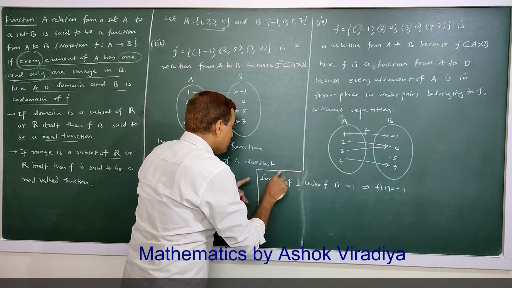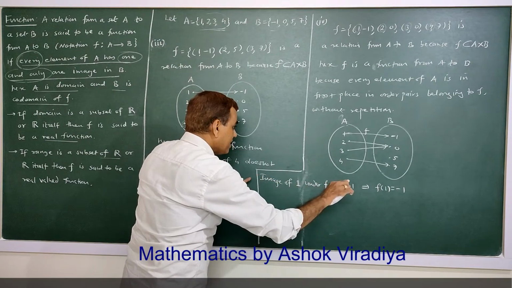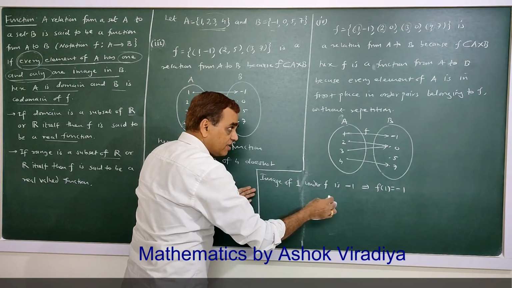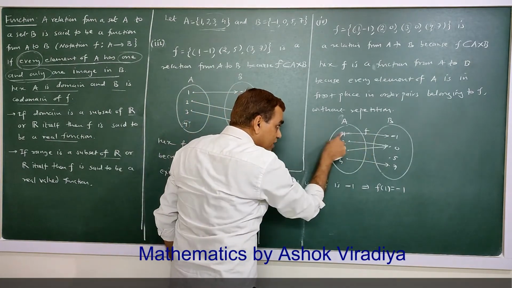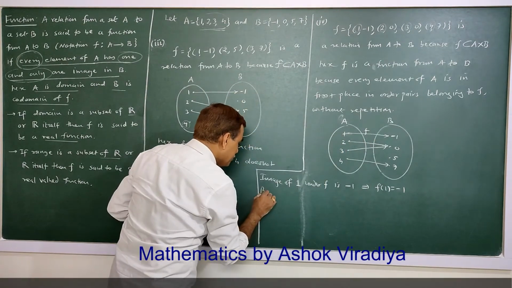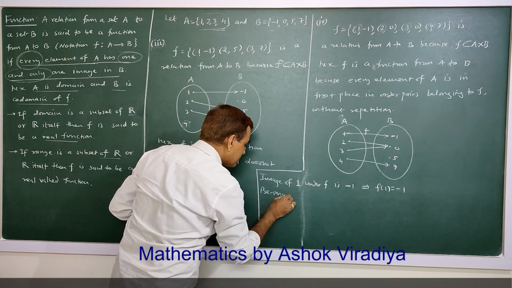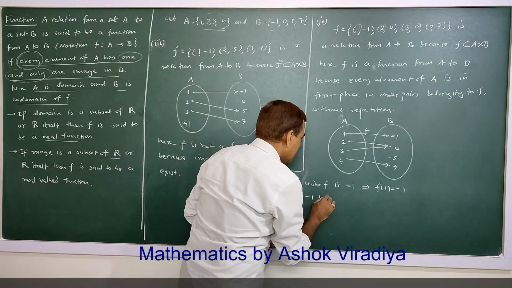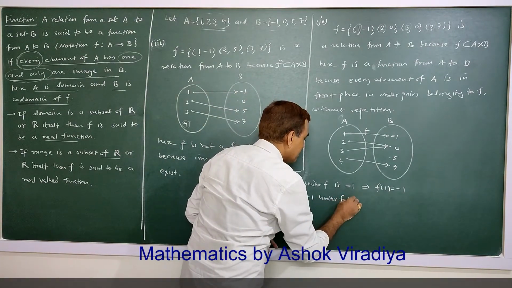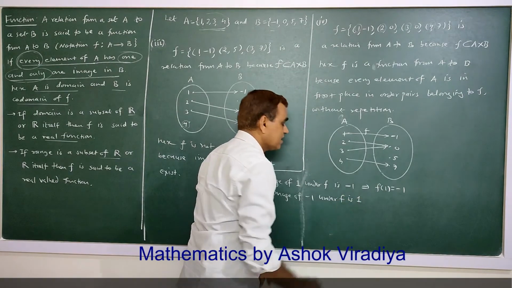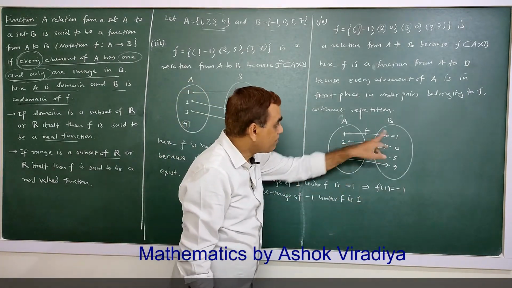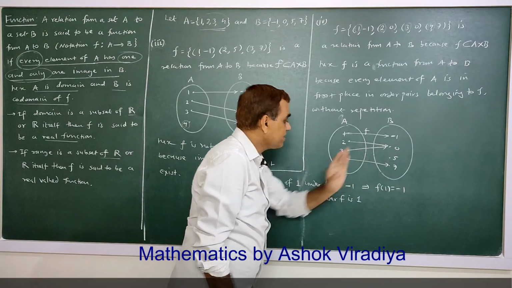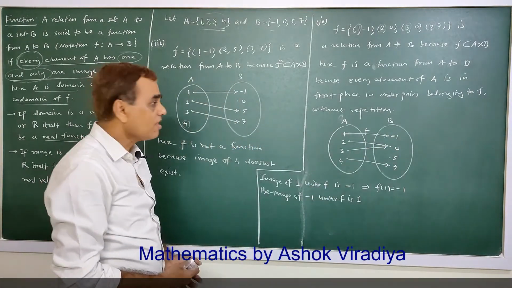Now we can also speak this statement this way: the pre-image of -1 under f is 1. Pre-image of -1 is 1, image of 1 is -1.